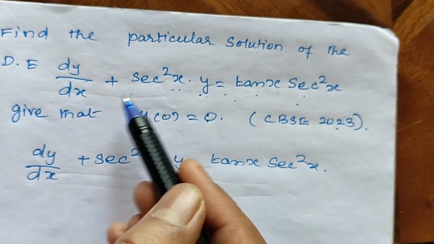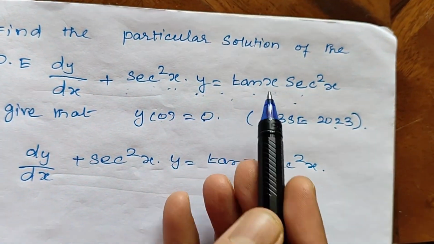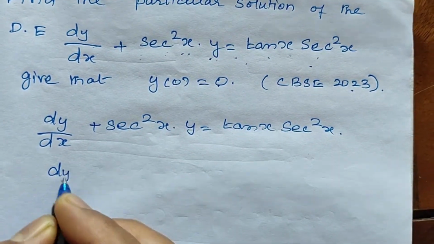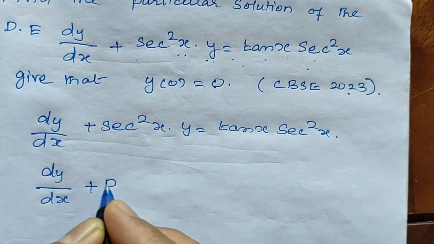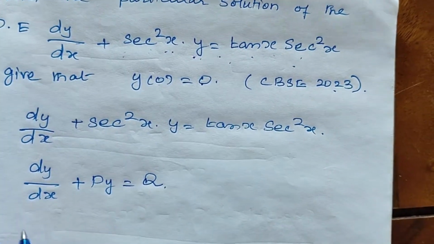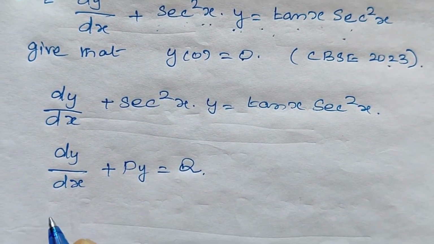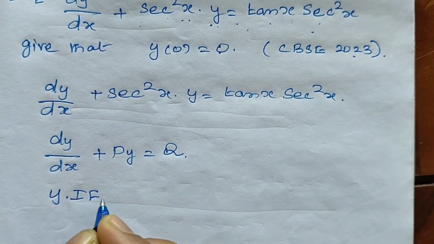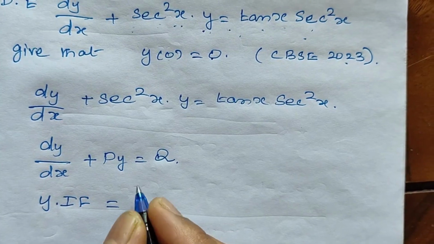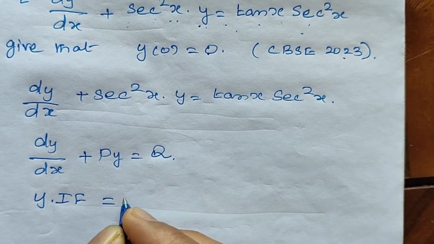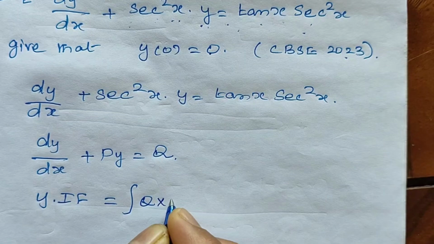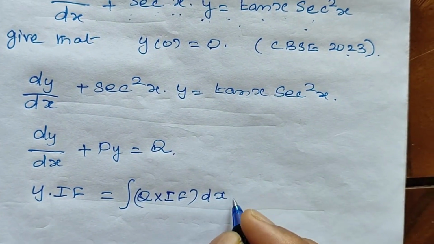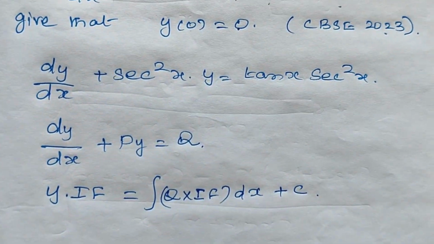So this is of the form dy by dx plus py equal to q. What is the solution of this one? It is y into integrating factor equal to integral q into integrating factor dx plus c. This is the solution of this equation.